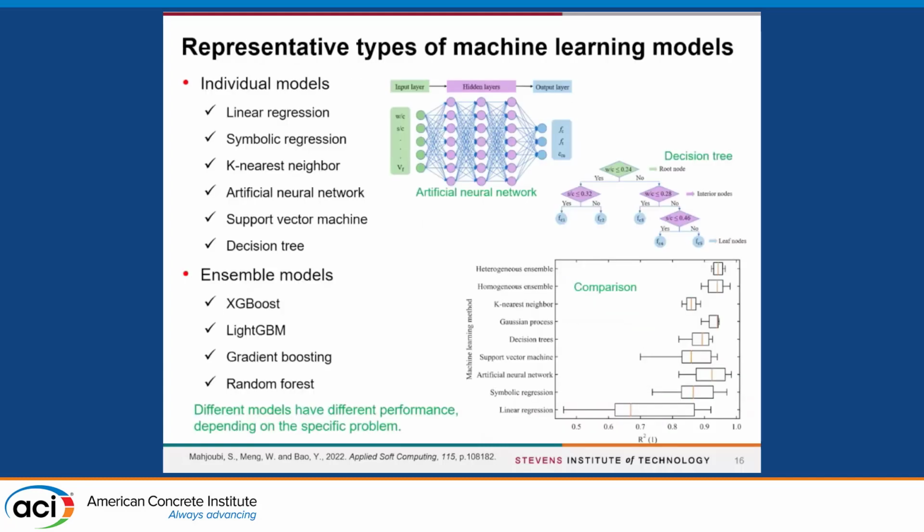So in terms of model selection, as I said, there are many different types of machine learning models, categorized as individual models and ensemble models. Overall, ensemble models have higher accuracy or better performance than the individual models, but it is important to note that the ranking of the models depends on the specific cases. The accuracy of the machine learning models is highly dependent on the specific problem, the adopted data, or the features of the data.